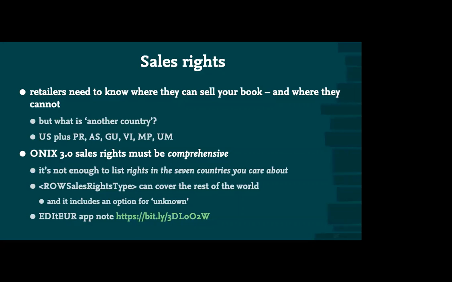The same applies with concepts like North America or Europe. Exactly what countries and territories are included? This is why computer systems use codes for precision. ONIX 3 sales rights, both positive and negative, must be comprehensive. And if you really don't know, there is an option for unknown, though a smart retailer will always treat this as if it means probably not for sale. EDItEUR has an application note on the expression of sales rights too.